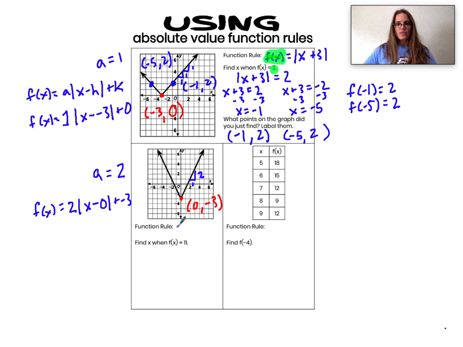That's not wrong. I would say it is much more common to write it this way: f of x equals 2 times just the absolute value of x. Absolute value of x has that invisible minus 0. And then I would just write minus 3, but plus -3 is fine too.